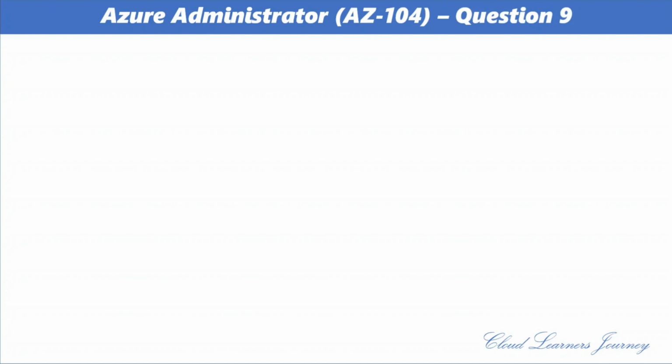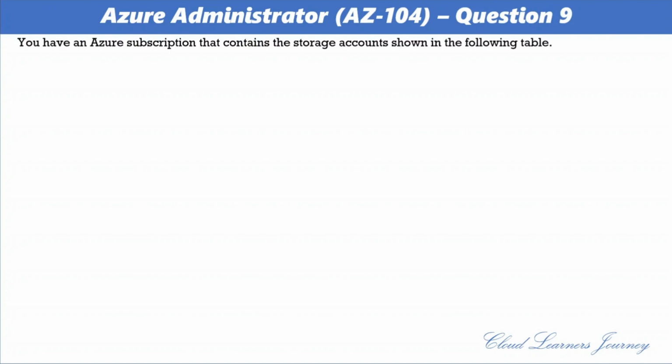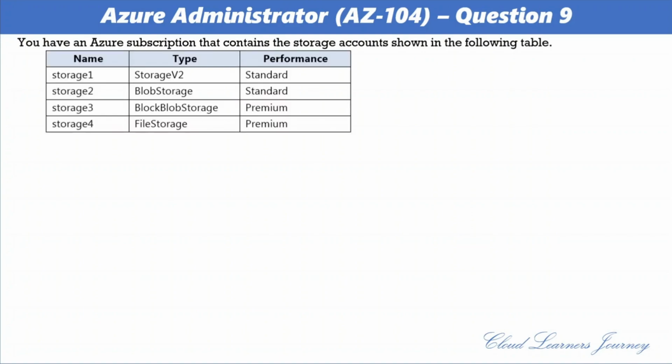Next, question number 9. You have an Azure subscription that contains the storage accounts shown in the following table. Columns: name, type, performance. Storage1 with storage v2 type and performance is standard. Storage2 with blob storage type and performance is standard. Storage3 with blob storage type and performance is premium. Storage4 with file storage type and performance is premium.